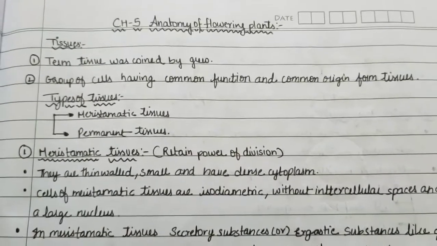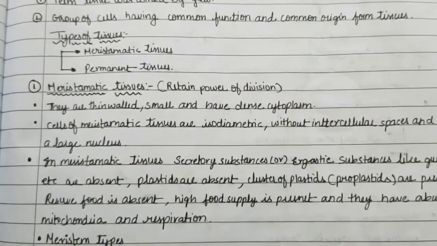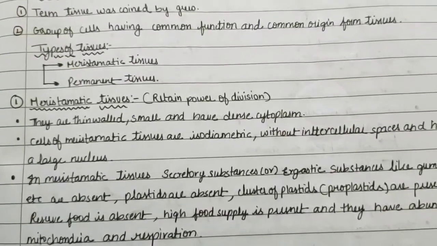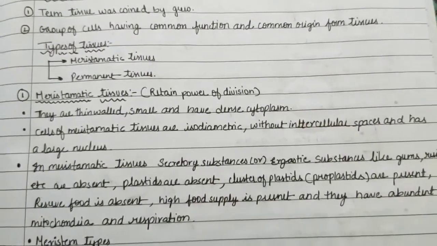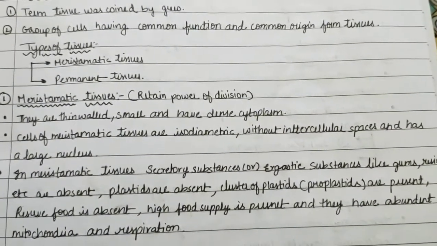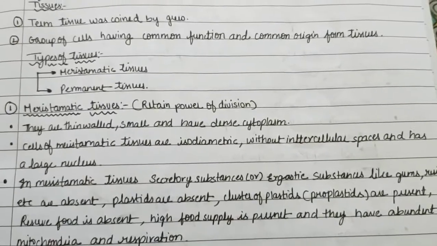First, let us discuss meristematic tissue. Meristematic tissues are those which retain the power of division. They are thin-walled, small, and have dense cytoplasm. Cells of meristematic tissues are isodiametric, without intercellular spaces, and have a large nucleus.